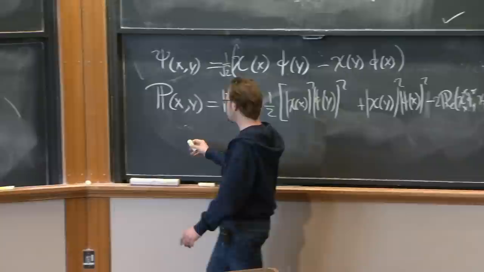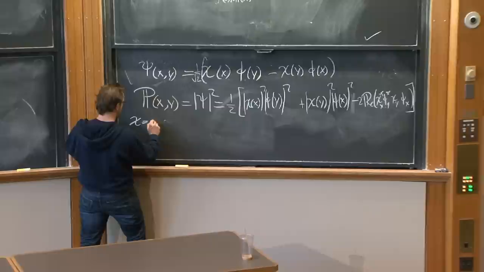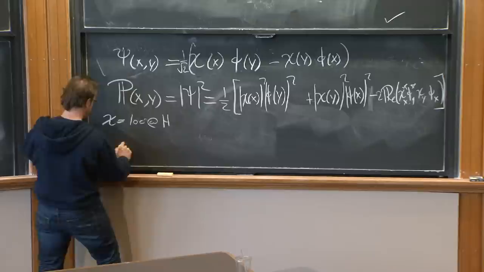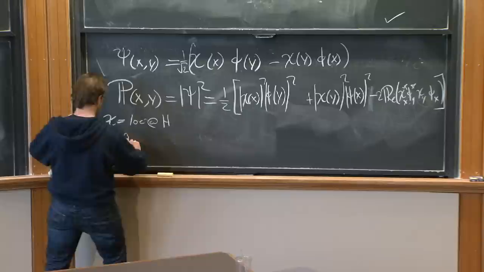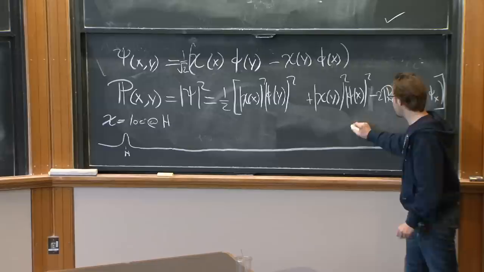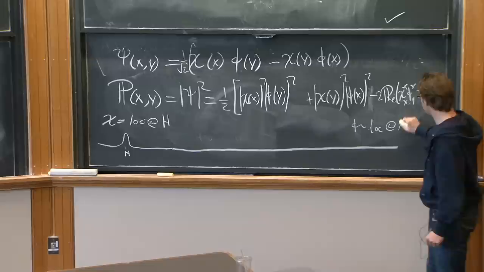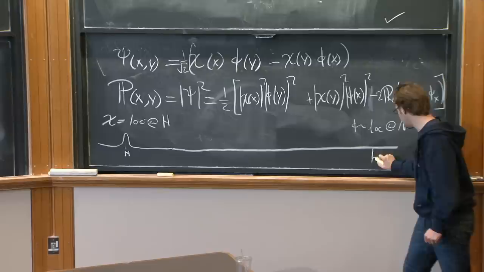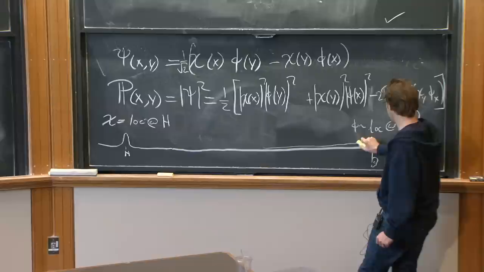Now let's be a little more explicit about this. Saying that chi is the state localized at the hydrogen, that's as if the proton is here, and then the wave function for chi has a norm squared that looks like this. And if I say that phi is the state corresponding to being localized at Matt's ear, then here's the ear, and here's the wave function for it. So that's phi.